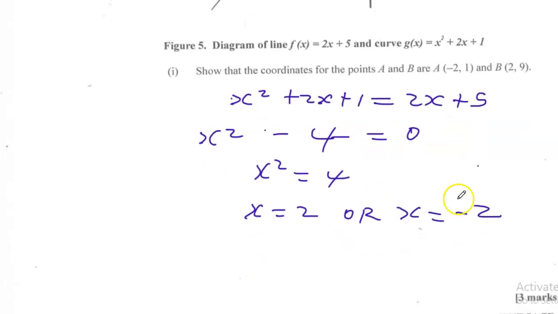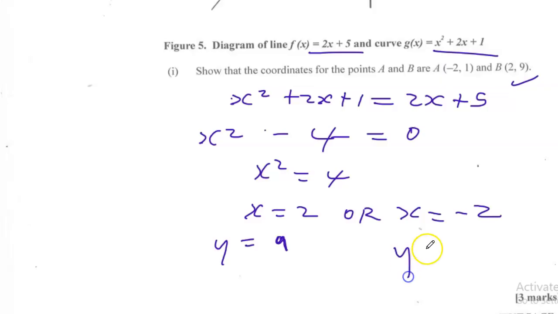Now to get the y value, you can plug the x value into either this or this. It doesn't make a difference. You still get the same y value. If you put the x here, x is 2, 2 times 2, 4, 4 plus 5, 9. Hence (2, 9). Or if you put the 2 here, what you'll have is 2 squared plus 2 times 2 plus 1. That will also give you 9.